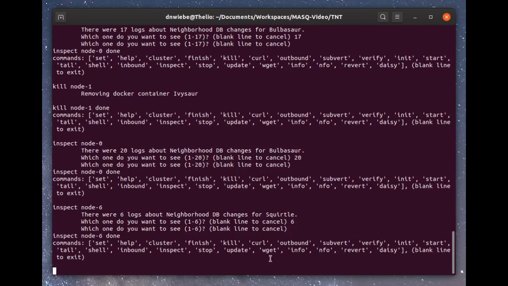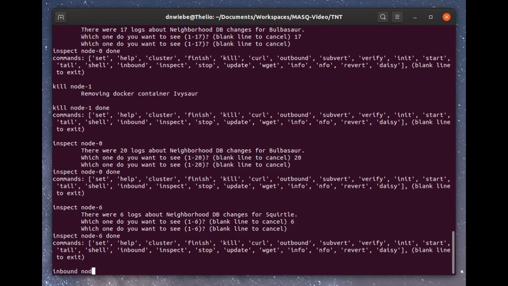So we have an outbound command, an inbound command, and an inspect command. Inspect shows us the condition of the neighborhood database in a particular node. Inbound and outbound show us gossip that is either leaving that node or arriving at that node. Outbound is leaving and inbound is arriving. Gossip looks a little bit different from a database. Let's take a look at the gossip that was inbound to node 6.